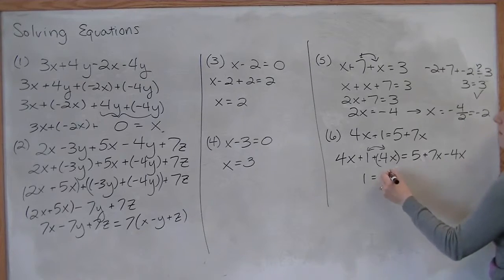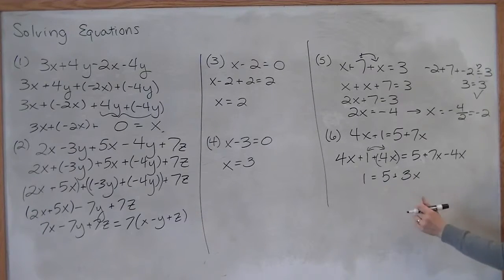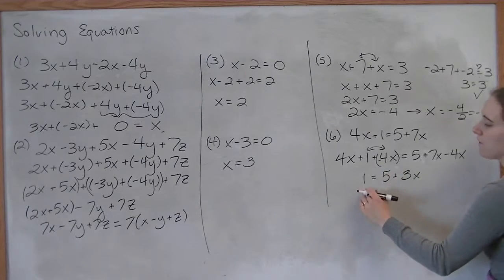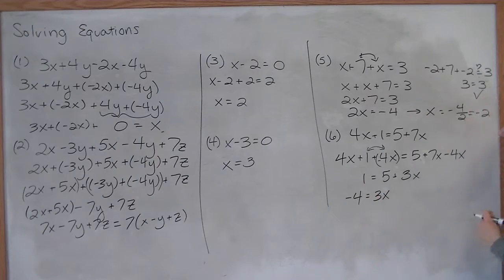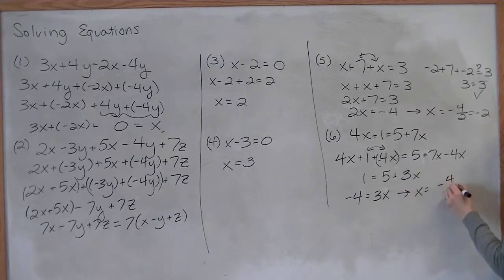Now I have 5 plus 7 minus 4x, that's 3x. I still have this 5 here, so I need to move the 5 to the other side. So if I subtract 5 from this side, it'll make the 5 go away. If I subtract 5 from this side, I get negative 4 is equal to 3x. So again, I need to divide both sides by 3, so I'll get x is equal to negative 4 divided by 3. We can double check this.